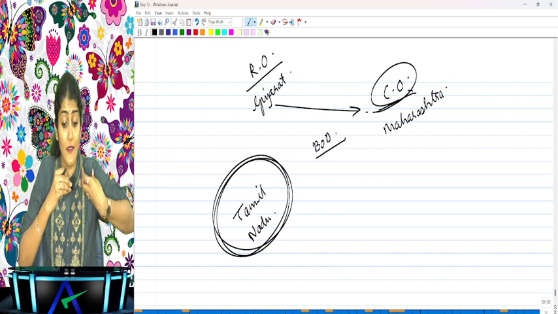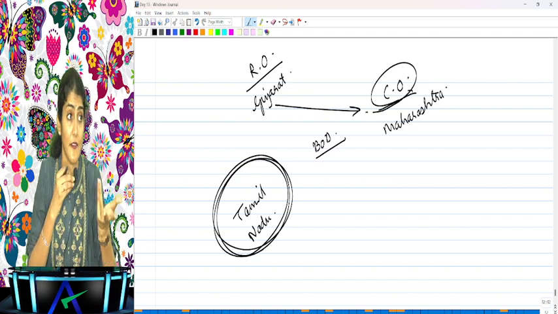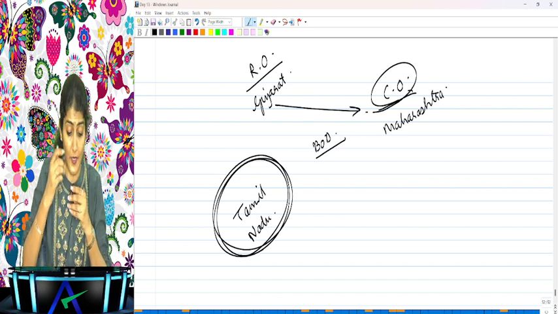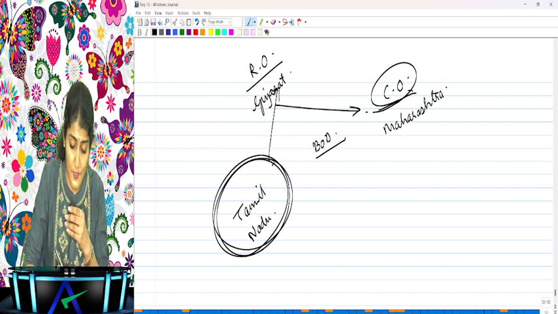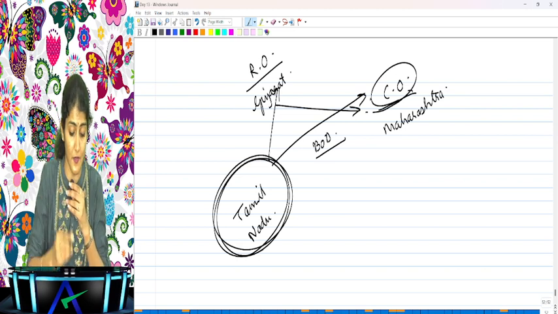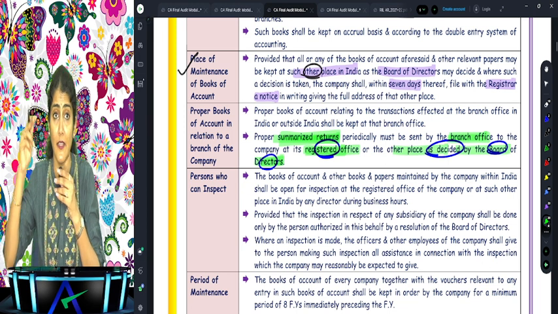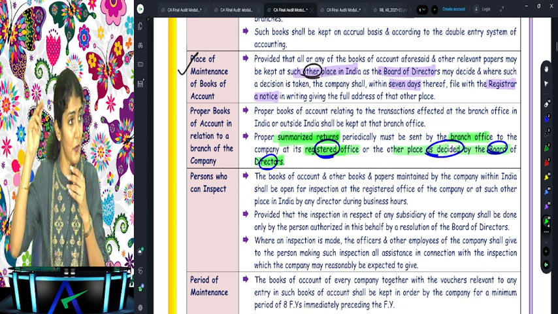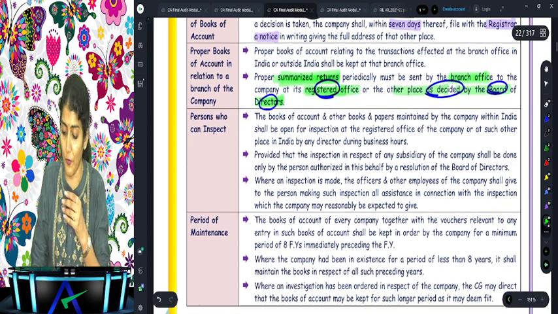So now, how will this Tamil Nadu branch comply with the requirement of the place of maintenance of books of account? It has to send summarized returns periodically, either to the registered office or to the place which has been decided by the board. Then it will be considered that the branch has also complied with the requirement of place of maintenance of the books of account. Are you understanding that? Okay.